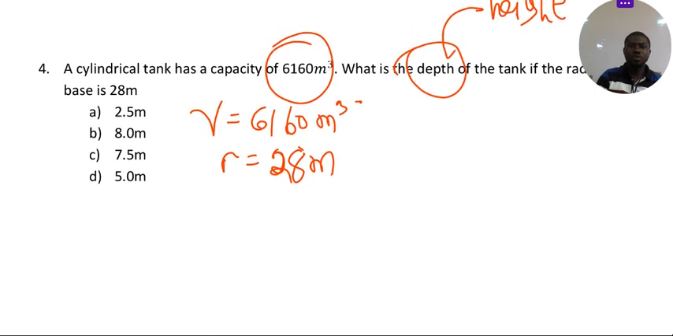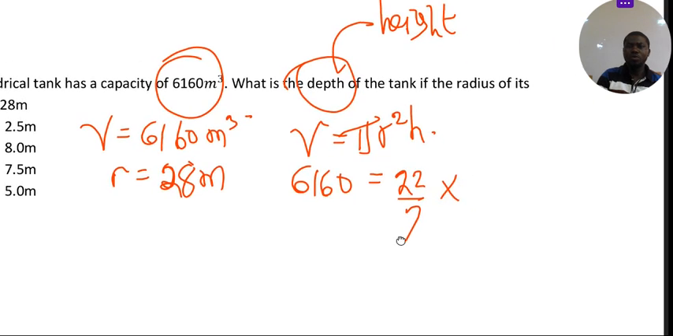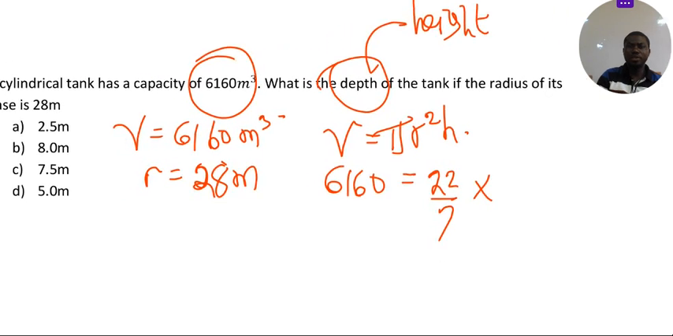So volume of a cylinder is pi r square h. Volume is 6160, pi is 22 over 7, radius is 28. We're told that the base radius is 28, so radius square, that's 28 times another 28 times height, depth. Depth is the height. What is the height? That's what we're required to find, the height, which is the depth. Let's call that h. This is simple mathematics we're going to do.